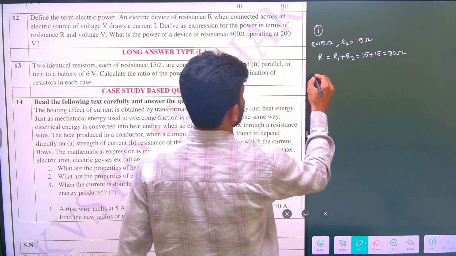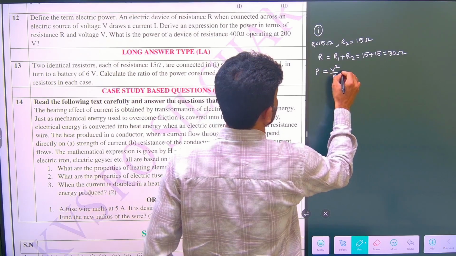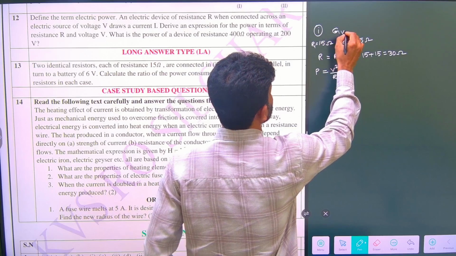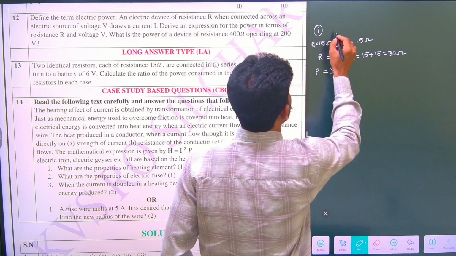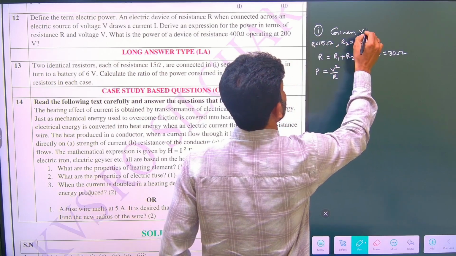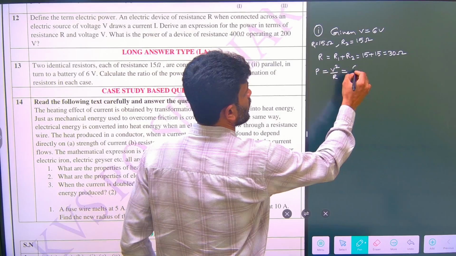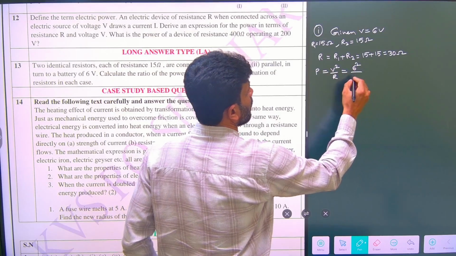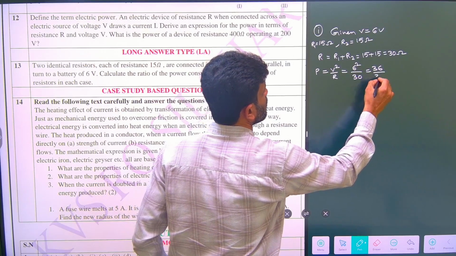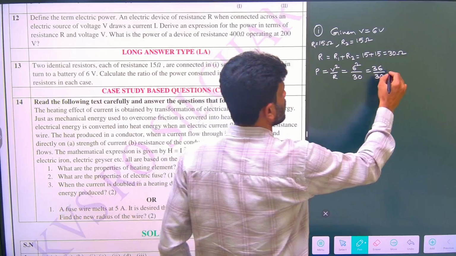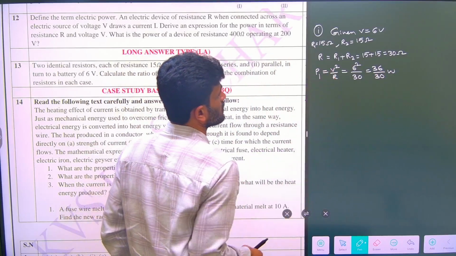And we want power. Power is equal to V square by R. What is given? Given V is equal to 6 volt. So according to the question, 6 square by R, that is 30. So that is 36 by 30 watt. We can cancel it, but let us keep it like that only. This is power P1 in the first case.